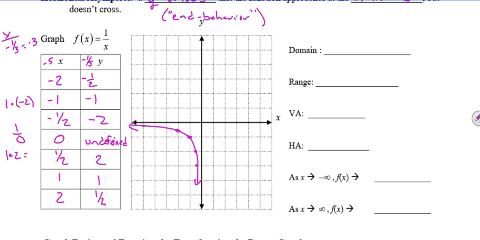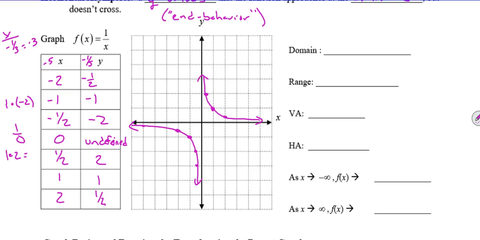At positive 1/2, I get positive 2. Positive 1, I get positive 1. Positive 2, I get positive 1/2. And again, that same type of relationship: once I'm on the positive side of the x-axis, it'll always be positive. So it's going to be up in this quadrant, and it's going to look something like this. It's just going to come down, but I'll never have a negative y value when I'm on the positive x side. So there's my graph, right? That's what the graph is going to look like.